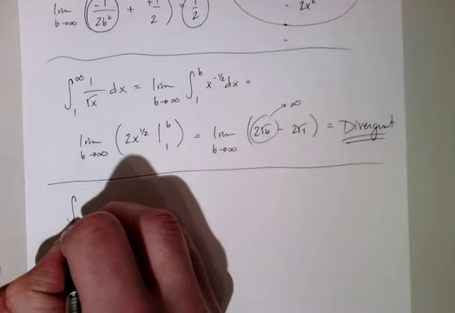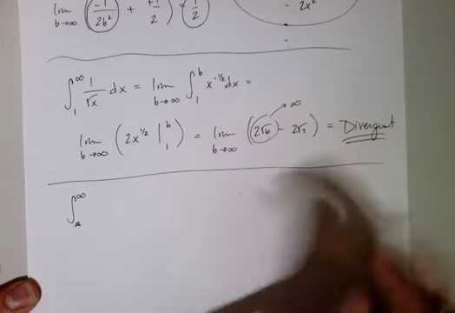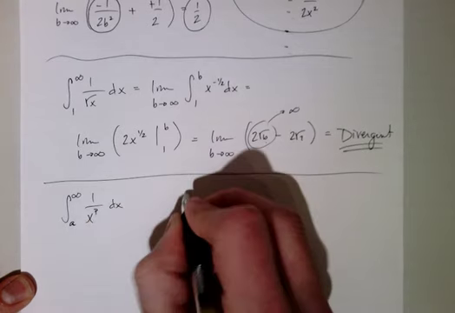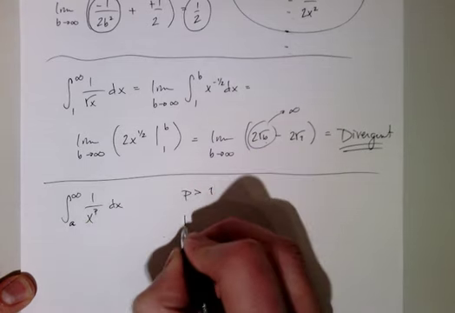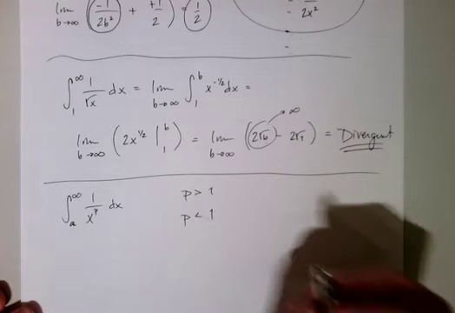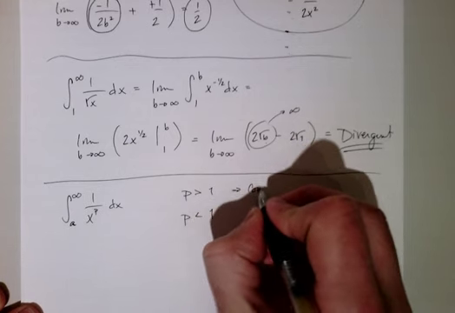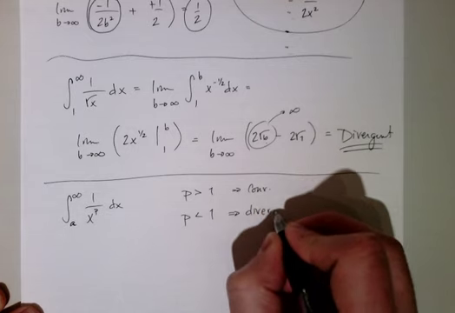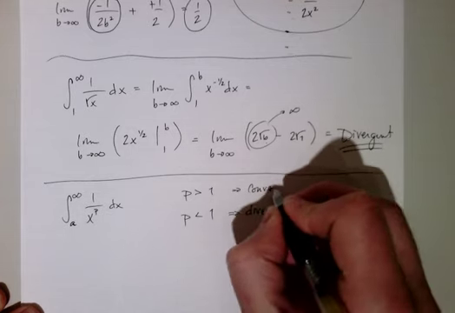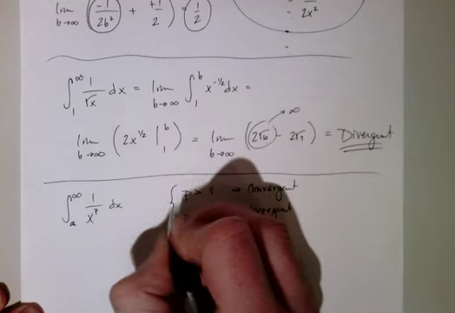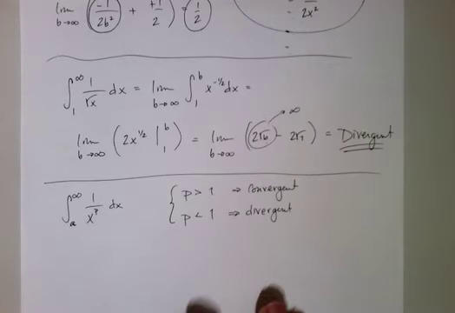Okay, well, that means that if I have the integral as b goes to infinity of 1 over x to the p dx, I know that when p is greater than 1 and when p is less than 1, those have two different outcomes. If p is greater than 1, it's convergent. If p is less than 1, it's going to be divergent. Okay? So basically the only thing that I haven't figured out is what happens when it's actually equal to 1.